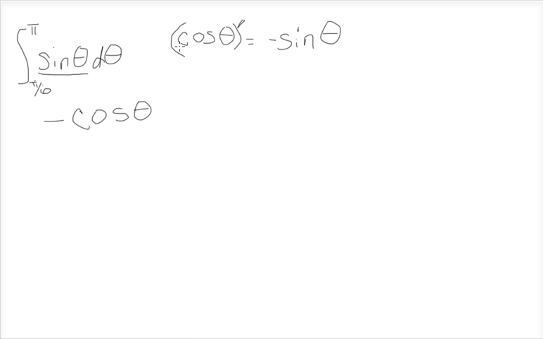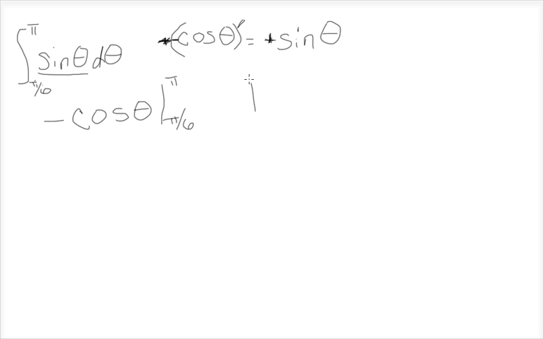Because going back up here, if this were the derivative of negative cos theta, if I put a negative sign out here, then I would get the derivative of negative cosine theta to be positive sine theta. And that's what I want for this question. So we've successfully found that. So we know that the integral of sine theta is negative cosine theta. We're integrating between pi and pi over 6.